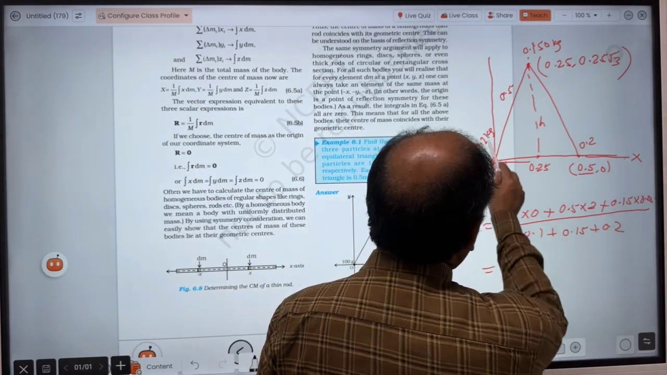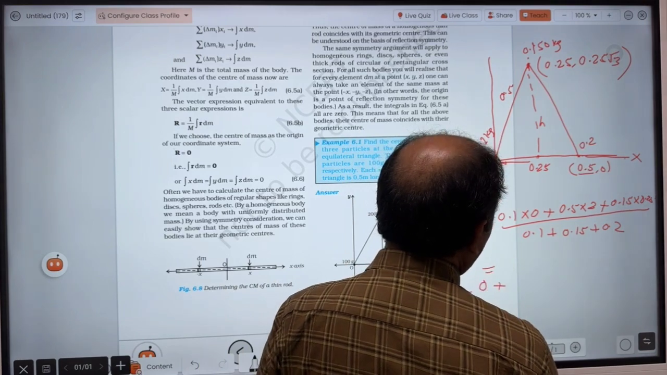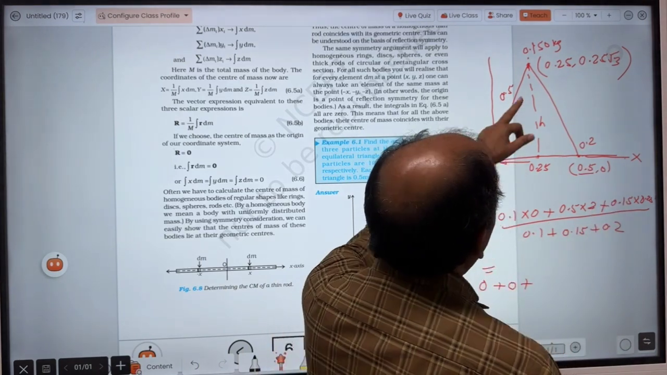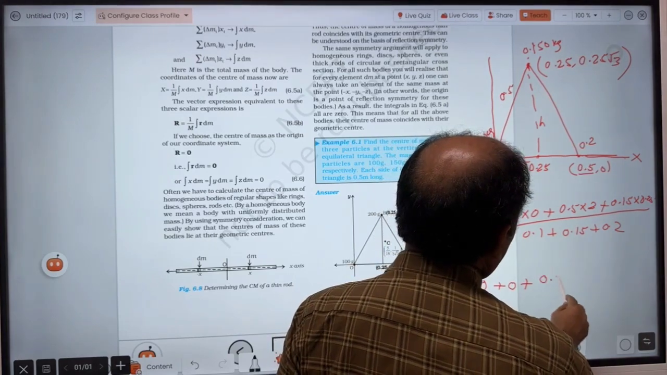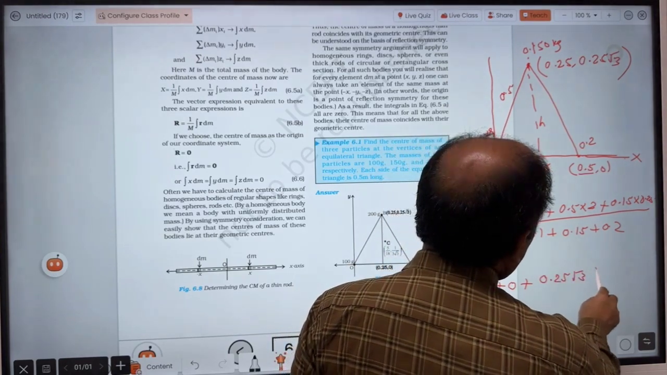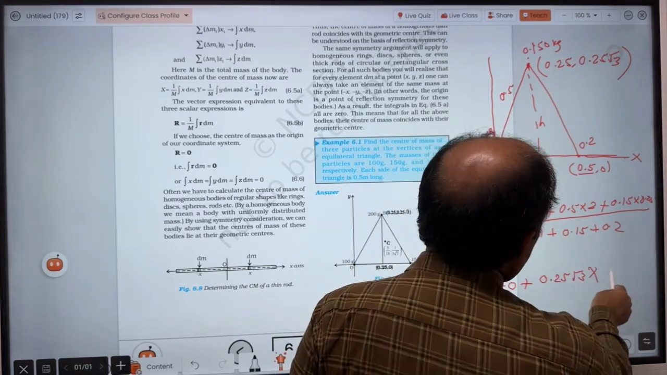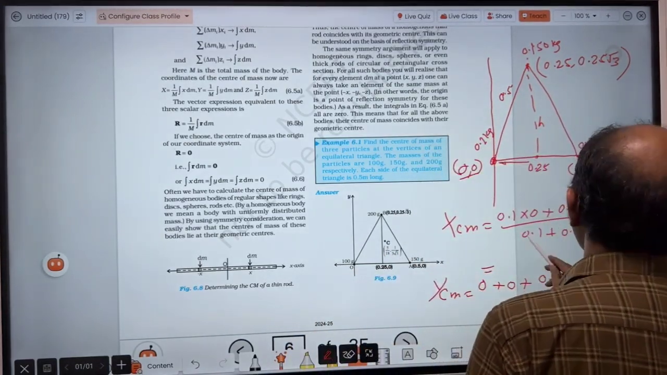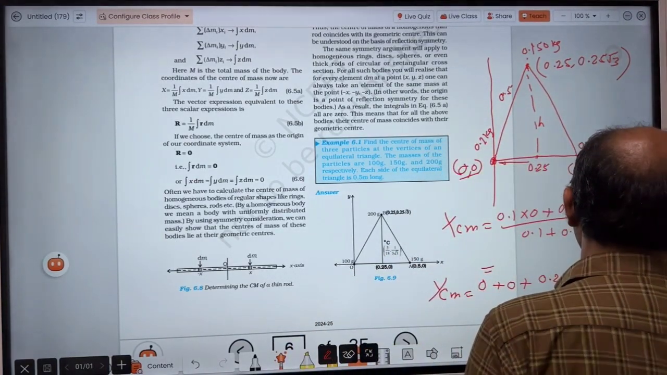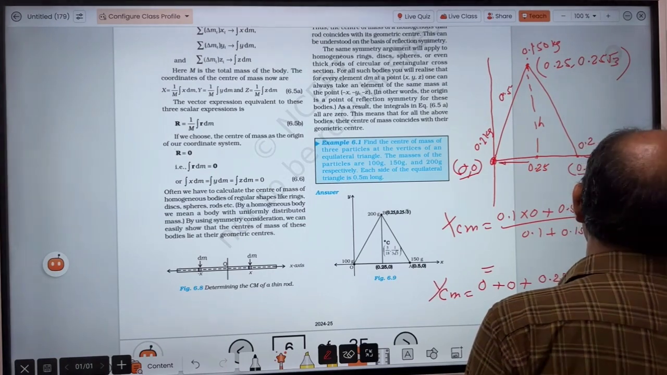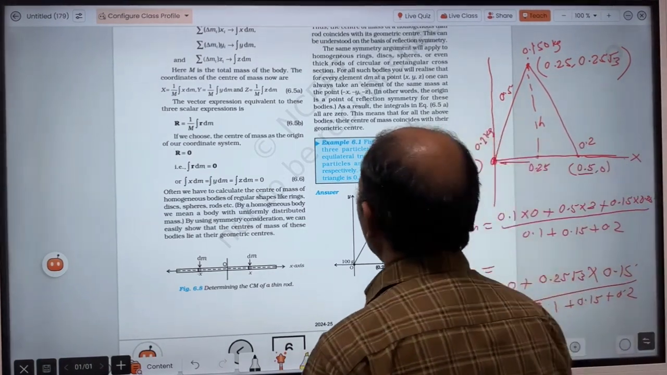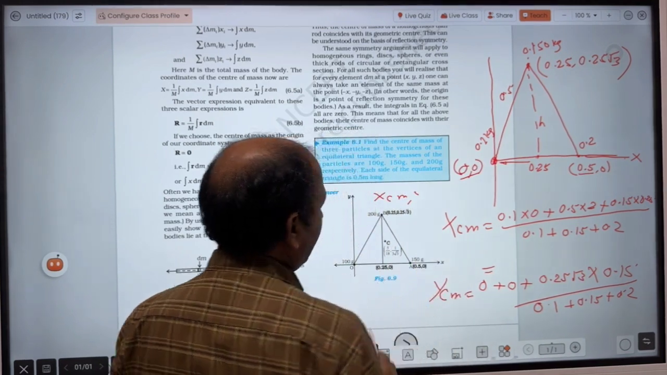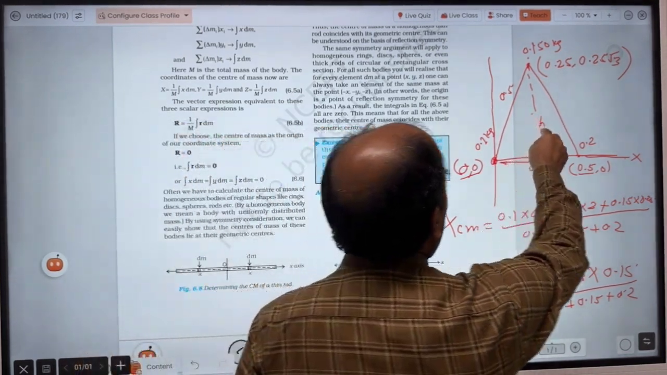Again, you will take y coordinates. First one will become 0. Second one will also become 0. Only the third one will be there. So that will be 0.25 root 3 multiplied by mass 0.1, divided by total mass 0.1 plus 0.15 plus 0.2. So this is how you will get xcm and ycm, and it will lie inside somewhere here.